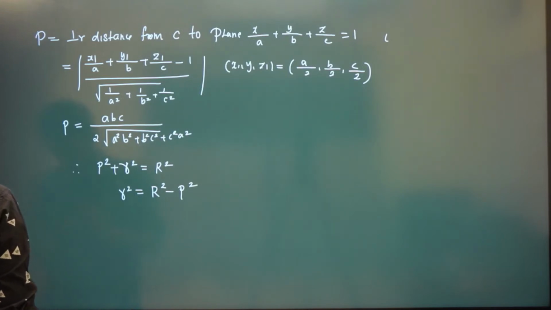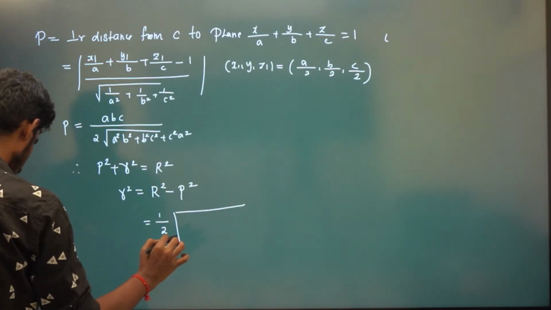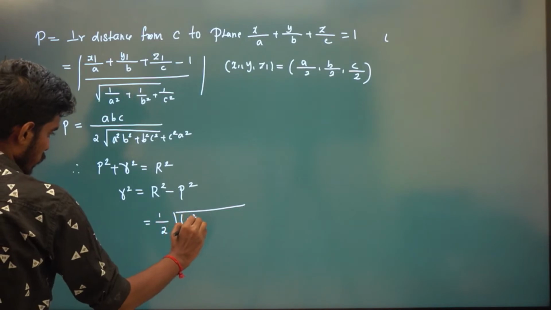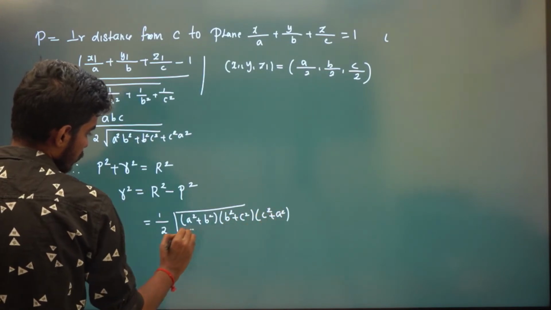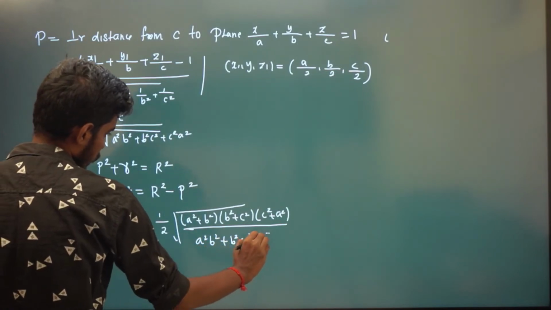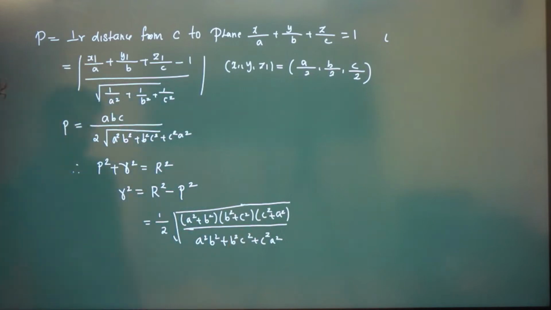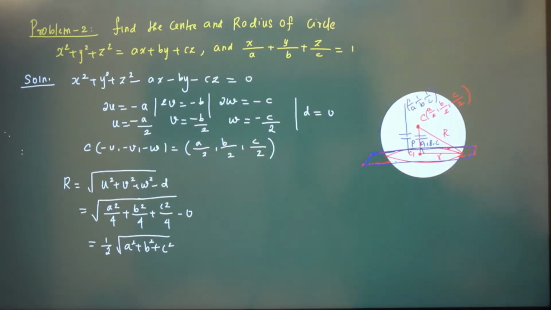So you will get the radius to be equal to 1 by 2 root of a square plus b square, b square plus c square, c square plus a square divided by a square b square plus b square c square. This is what you will have the radius to be equal to, right? It needs some simplifications, but the problem is easy. So this is how to find the center and the radius of a circle, which is formed by sectioning a sphere by a plane.